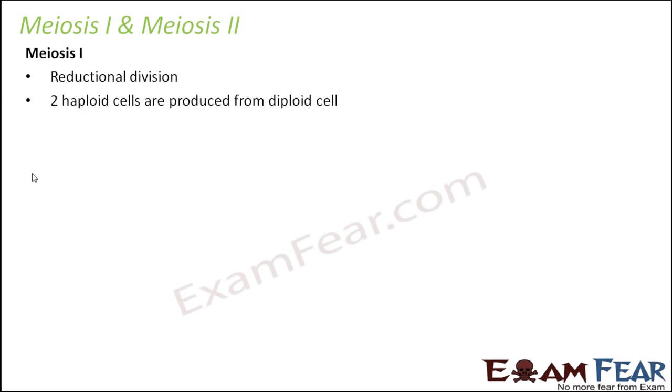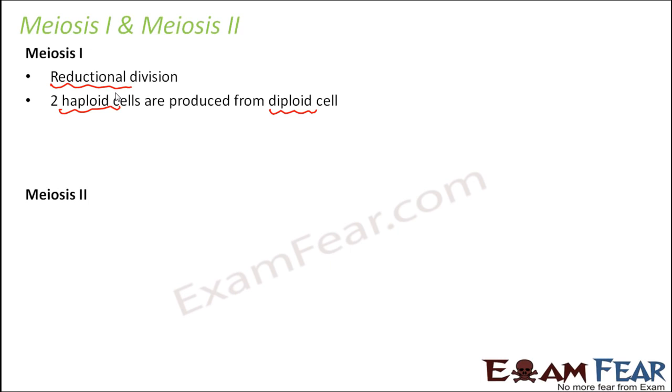So let me quickly brief you about meiosis 1 and meiosis 2. When we talk about meiosis 1, it is reductional division. Why is it called reductional division? Because two haploid cells are formed from a diploid cell. So basically the ploidy of the cell gets reduced from diploid to haploid. So it is reducing. That is why it is called reductional division.